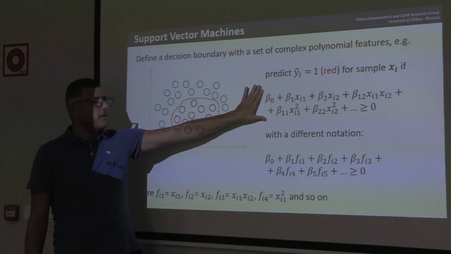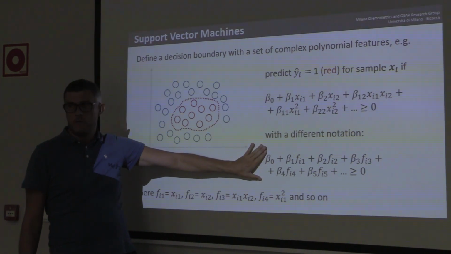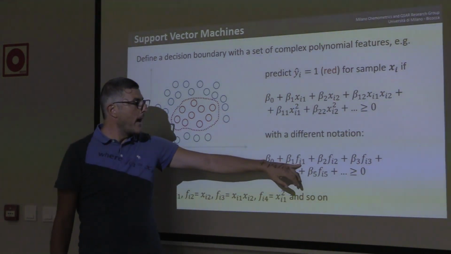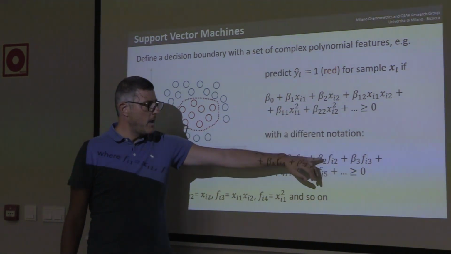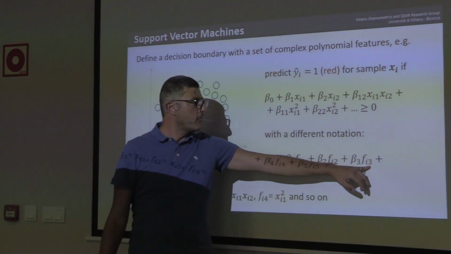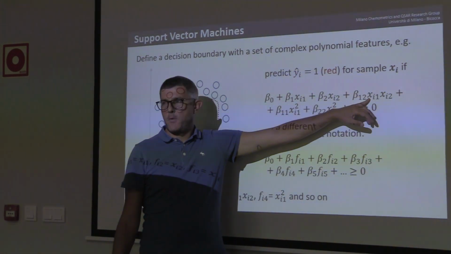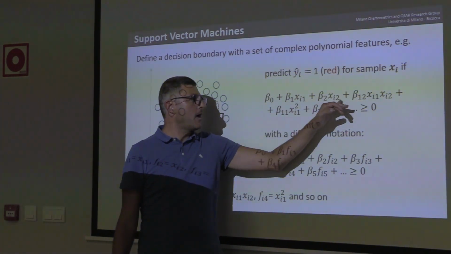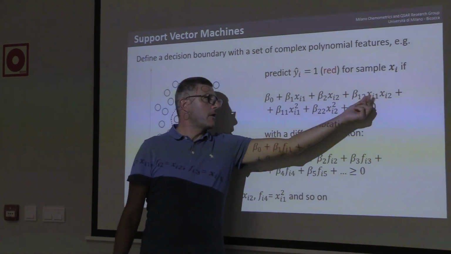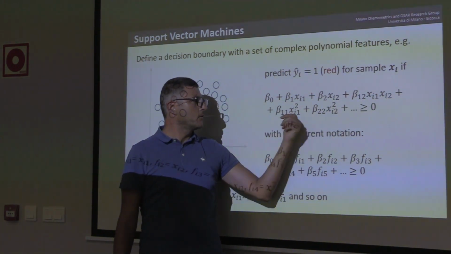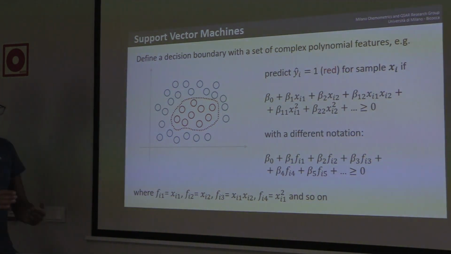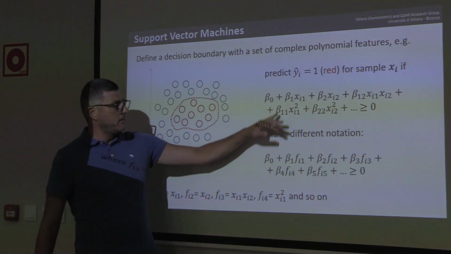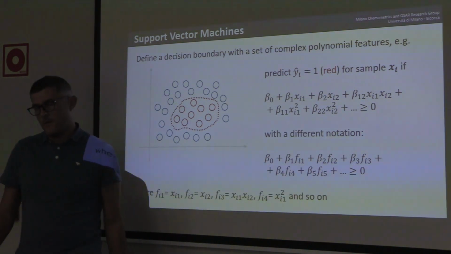You can also write this with a different notation. F1 is just the first term, F2 is the second term, F3 is the third term. Some of these terms are linear, some are the interaction between variables, some are the squares of the variables. You can write it in a different way, but it's always the same.